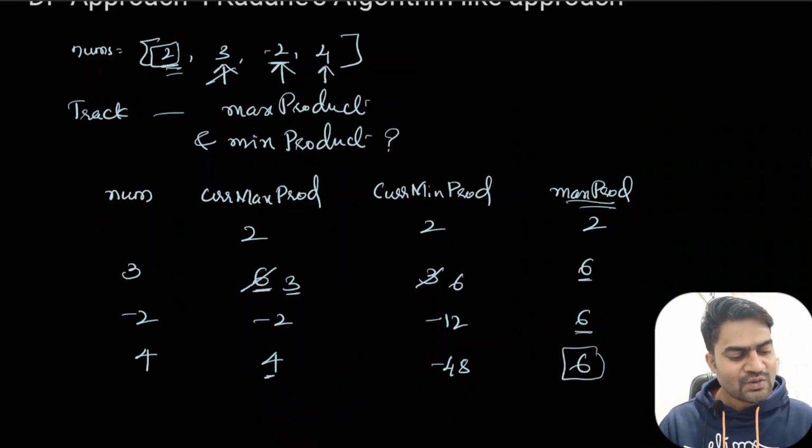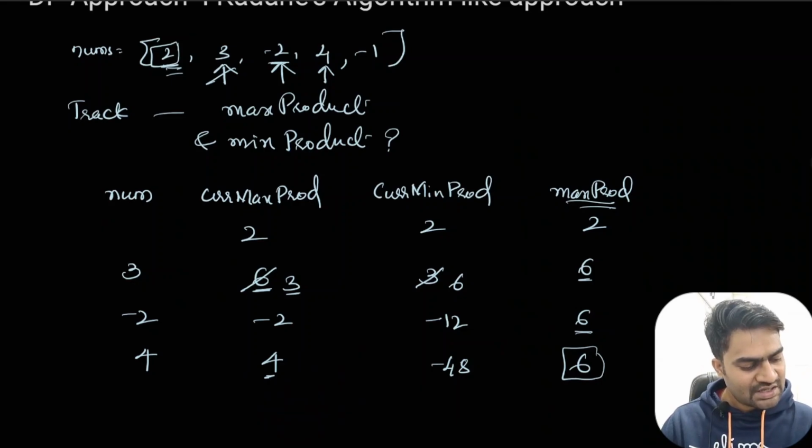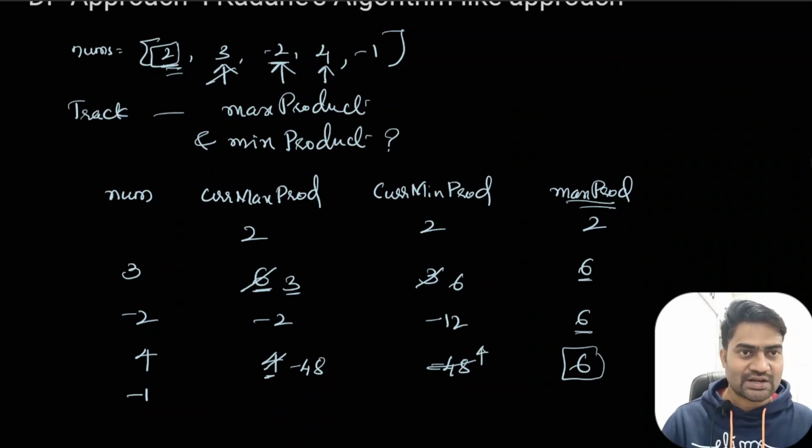But wait, now I will modify this a little bit. Why? Because we want to understand why we swap whenever we get a negative number. Let us consider this minus 1 now. Now the scenario will change completely. Once I get minus 1 as the next number, before proceeding I need to swap the current max and the current min. So I will do that. This becomes minus 48 and this becomes 4, correct?